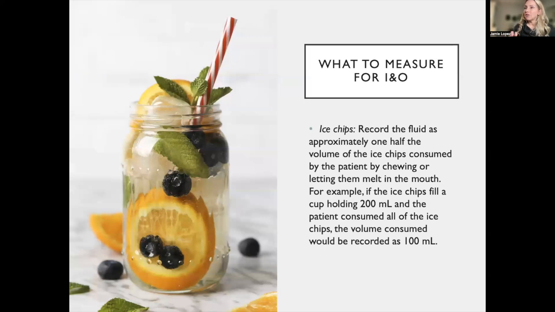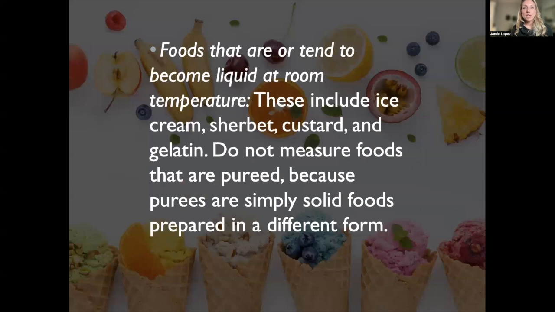So here I have a little tip on how you can measure certain things, like ice chips. With ice chips, you're going to measure half the volume that you're giving. So if you have a 200 mL cup of ice chips, you're going to document 100 mLs of intake. And foods that tend to become liquid at room temperature are considered oral fluid intake.